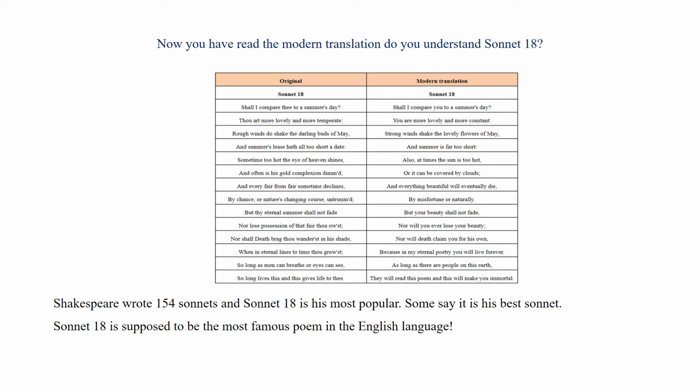Shakespeare wrote 154 sonnets, and Sonnet 18 is his most popular. Some say it is his best sonnet. Sonnet 18 is supposed to be the most famous poem in the English language.